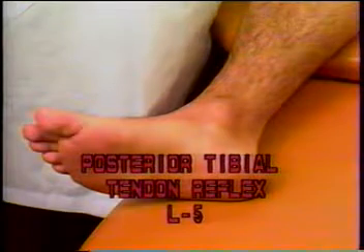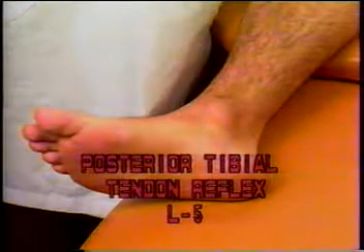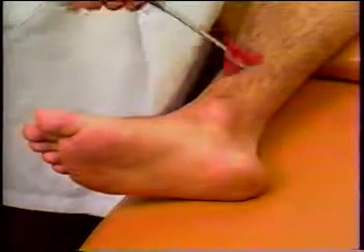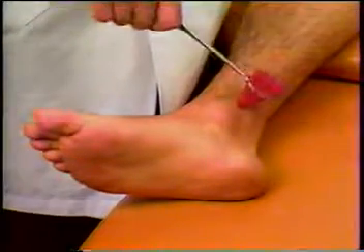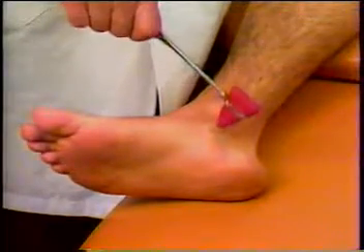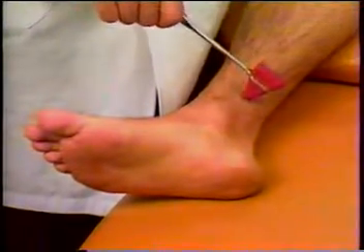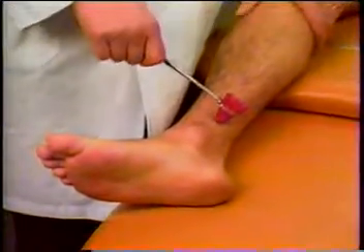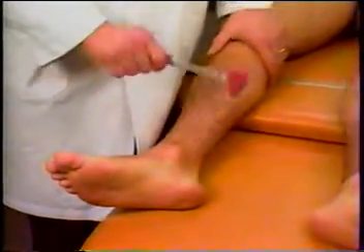Posterior tibial tendon reflex, L5. The posterior tibial tendon is tapped with the reflex hammer either just behind the medial malleolus or just proximal to the navicular tuberosity. Inversion and plantar flexion indicate the presence of a posterior tibial tendon reflex.